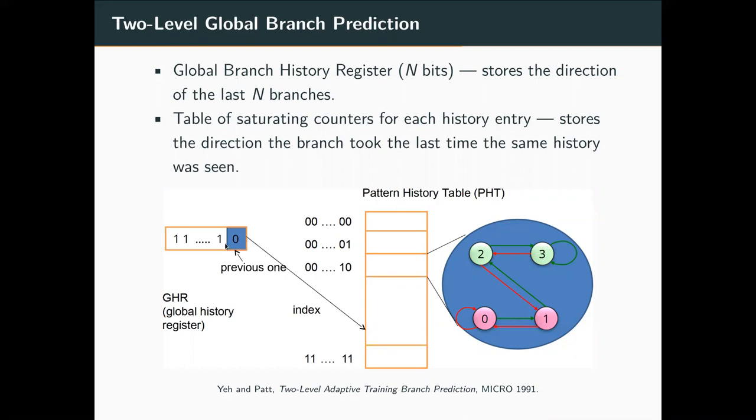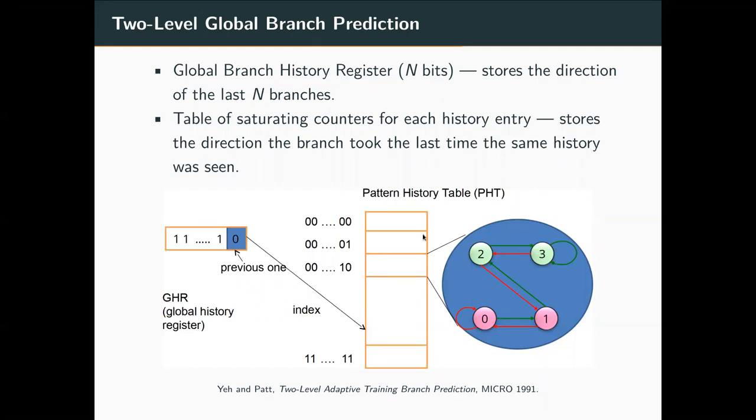So if we have that, we have taken some other stuff here, taken and then not taken, what we'll do is we'll use this to index into our pattern history table. So say we go to this index.